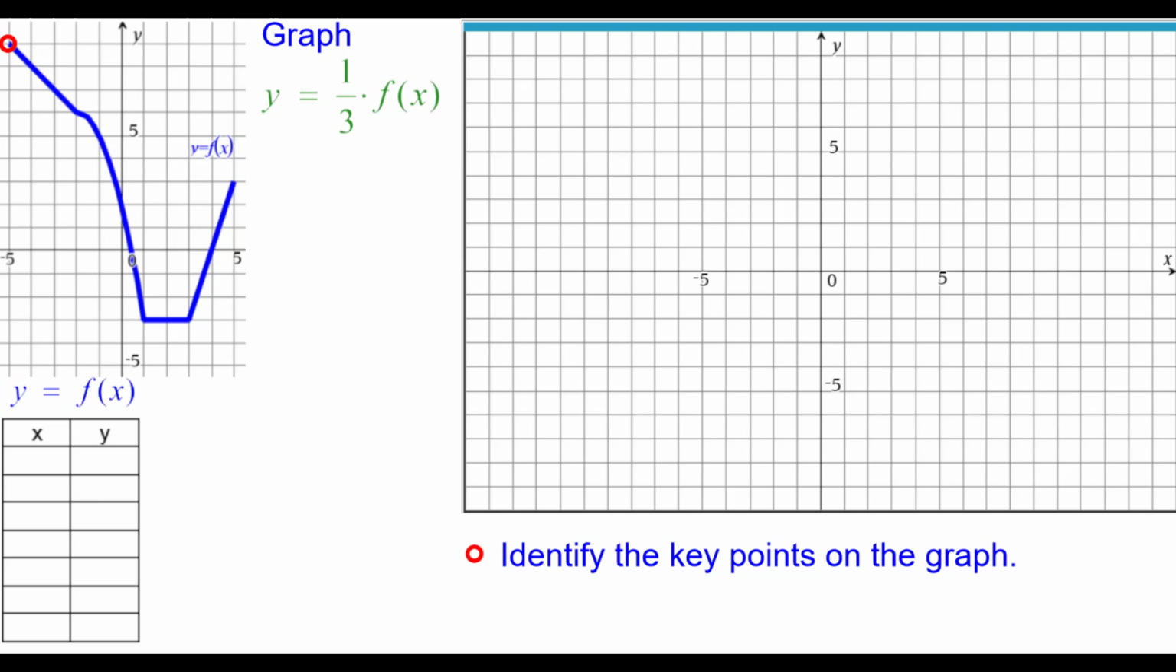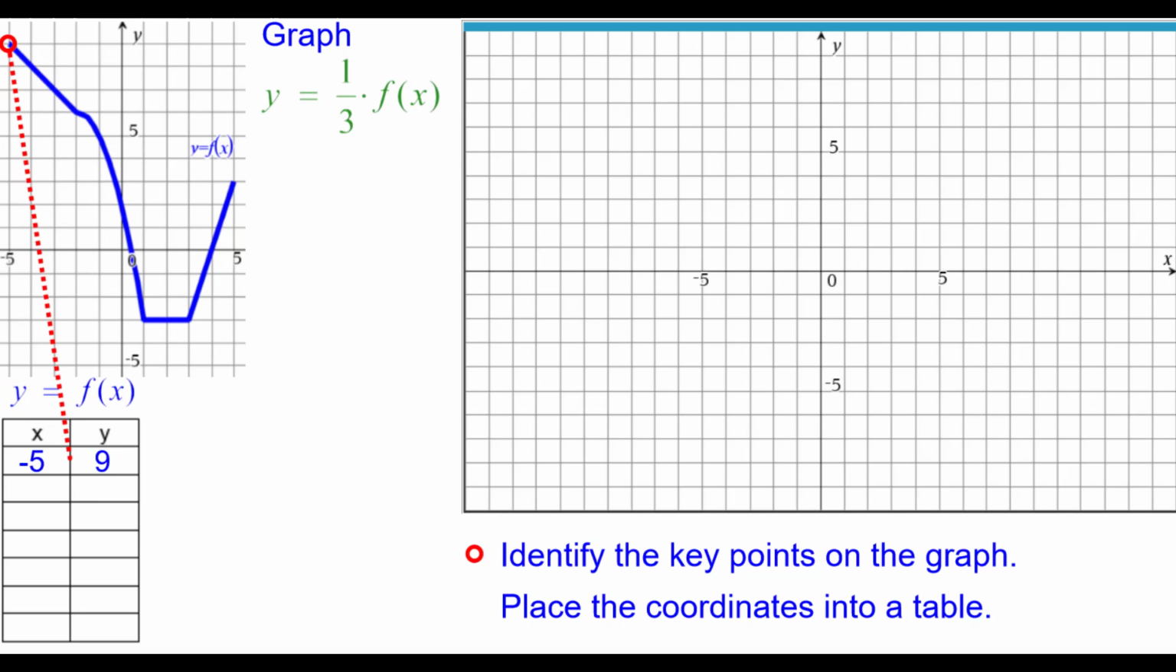right here. We need to place the coordinates into a table, and the coordinates of that point right there are -5, 9. The next point is at -2, 6, -1, 5, and looks like the y-intercept's at 0, 2. So go ahead and finish the table, get 3 more points on that, and then continue.